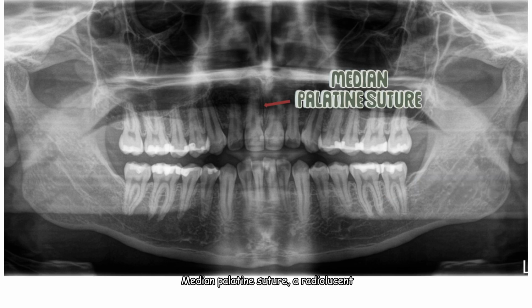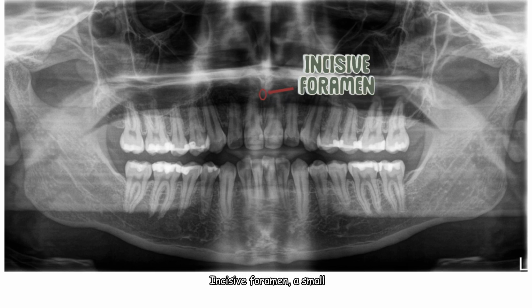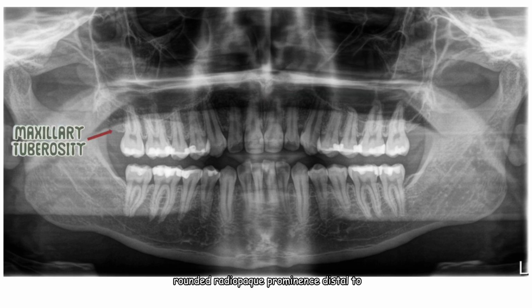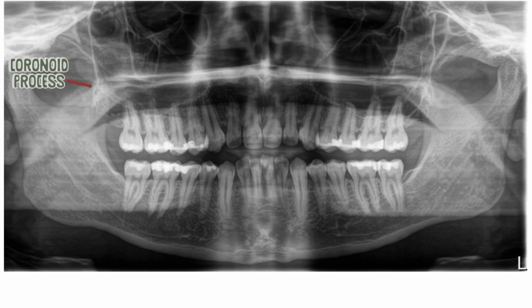The median palatine suture, a radiolucent line in the midline of the palate, representing the junction between the two palatine bones. Incisive foramen, a small oval-shaped radiolucency between the maxillary central incisors, representing the opening for the nasopalatine nerve and blood vessels. Maxillary tuberosity, a rounded radiopaque prominence distal to the maxillary third molar region. Coronoid process, a triangular radiopaque projection often seen overlapping the maxillary tuberosity on panoramic radiographs.